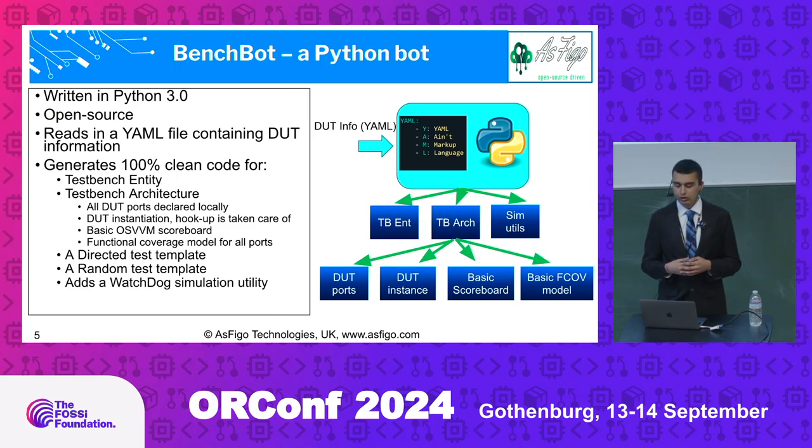BenchBot generates 100% clean code for the test bench entity, the test bench architecture, and also clean code for all DUT ports declared locally, DUT instantiation, the hookup is taken care of, and a basic OSVVM scoreboard and functional coverage model for all ports. As a bonus, it also generates clean code for a directed test template, a random test template, and it also adds a watchdog simulation utility just to make sure your test doesn't run forever.